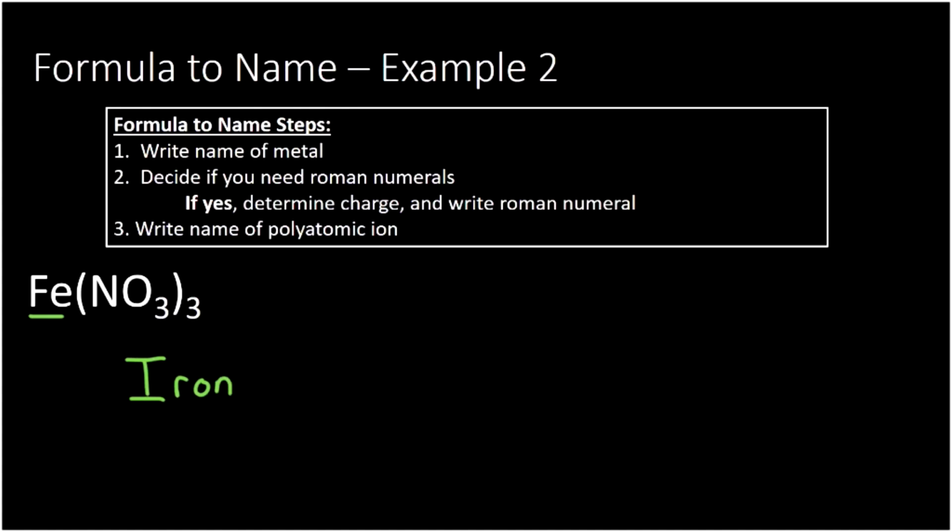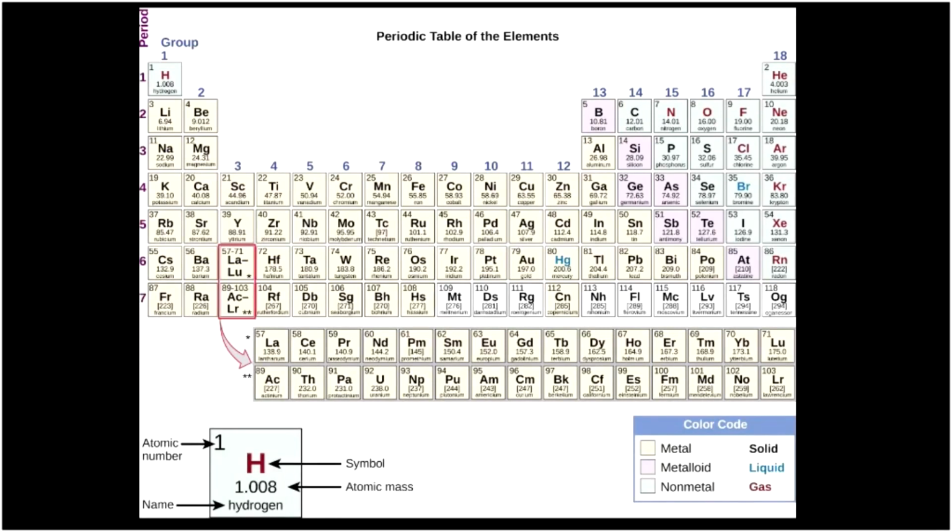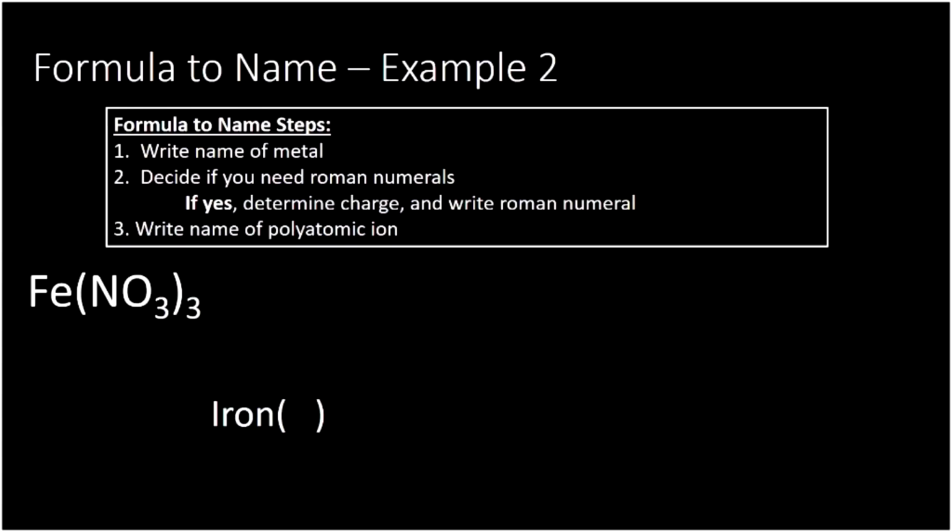And now we need to decide, do we need Roman numerals? So let's go to the periodic table and see. If we can't predict the charge, we need Roman numerals. Okay, here we see iron is element number 26. Okay, I can't predict the charge. The charge, I don't know from the periodic table. What is it? And that means I need to use Roman numerals to indicate that charge to somebody else who comes along and sees this compound. So now we have to figure that out. This is probably the most challenging step for these naming problems, is figuring out that charge. Here's a good way to do it.